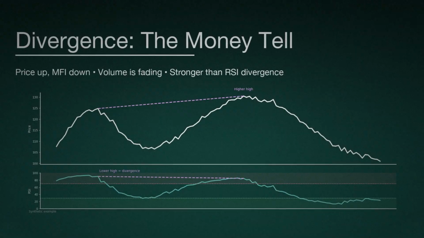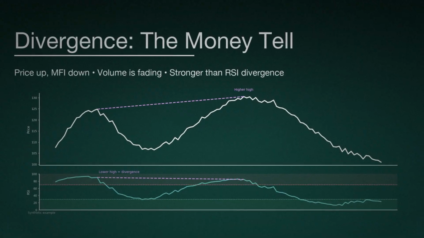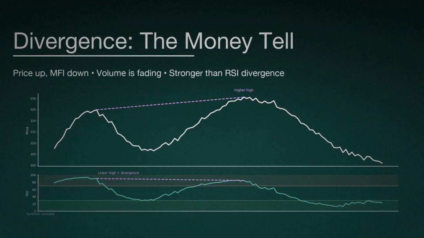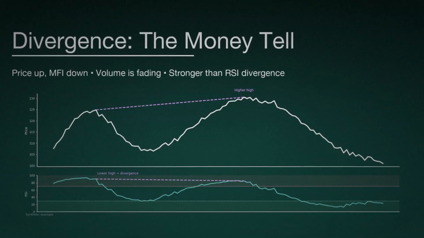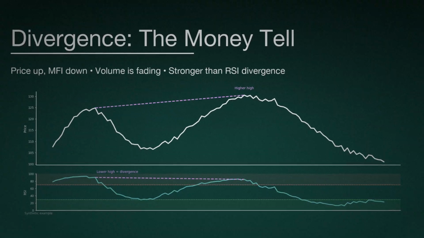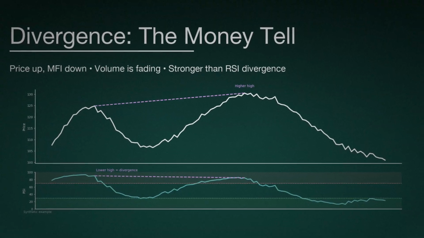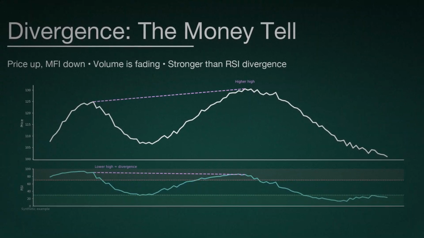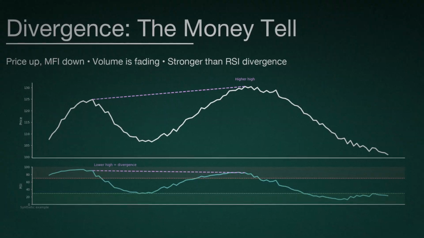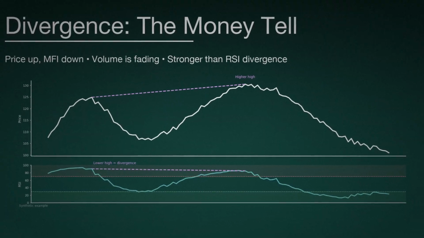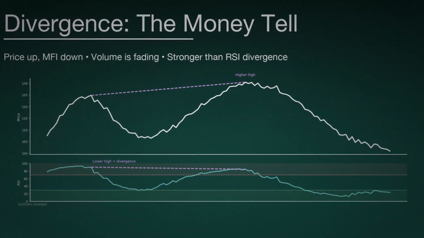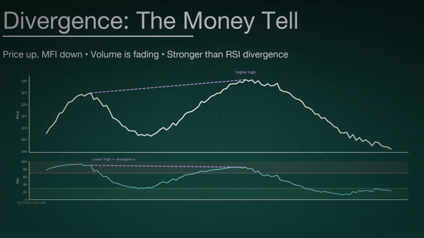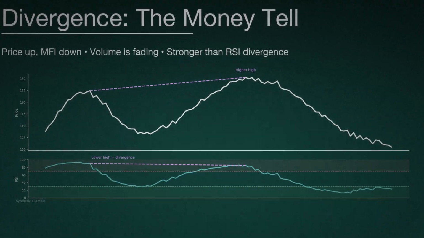This is where MFI really earns its keep. When price prints a higher high but MFI prints a lower high, the rally is happening on thinning dollar volume. That's bearish divergence, and because MFI is volume-weighted, the signal carries more weight than a plain RSI divergence. Bullish divergence works the same way in reverse. Lower price lows, higher MFI lows, meaning sellers are exhausting their ammunition.